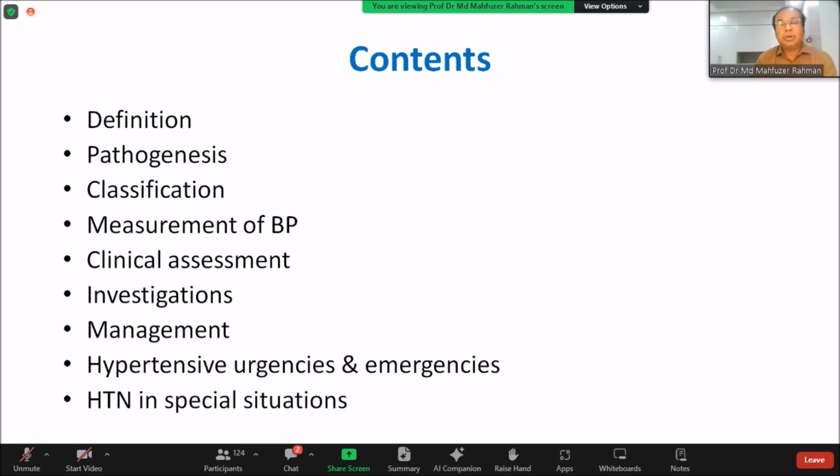These are very important whenever we treat a patient. So considering the exam as well as practical life, I think this class is very important for the trainees as well as our physicians. I will try to share some information with you regarding the definition, pathogenesis, classification, measurement of blood pressure, clinical assessment, relevant investigation, and finally the management, and also some important things regarding hypertensive urgency, emergency, and hypertension in special situations.